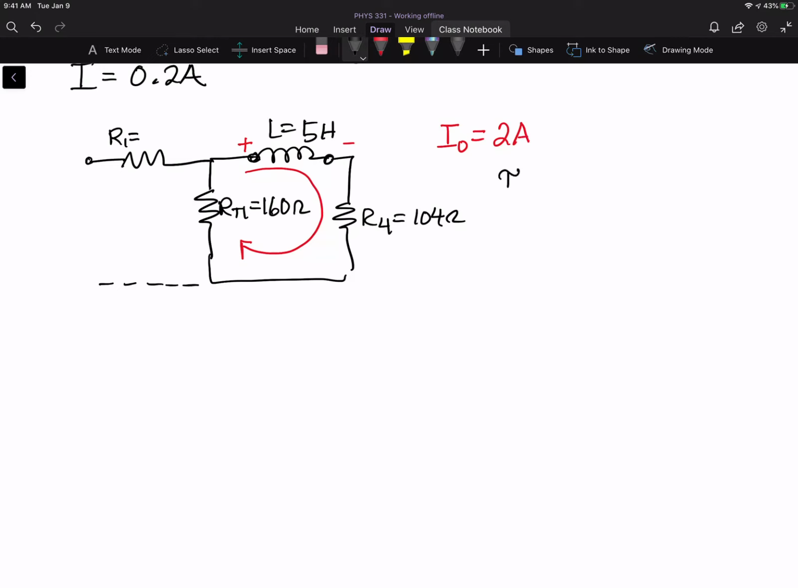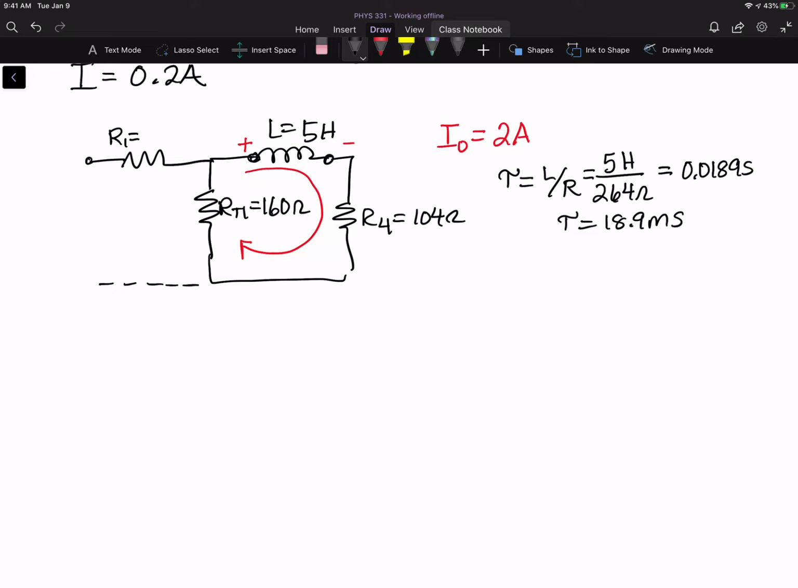And we can determine the new time constant. So still the inductor is 5 Henry, and now the total resistance for this loop is 160 plus 104 ohms. So that's equivalent to 264 ohms. So this gives us a new time constant of 0.0189 seconds, which is equivalent to 18.9 milliseconds.